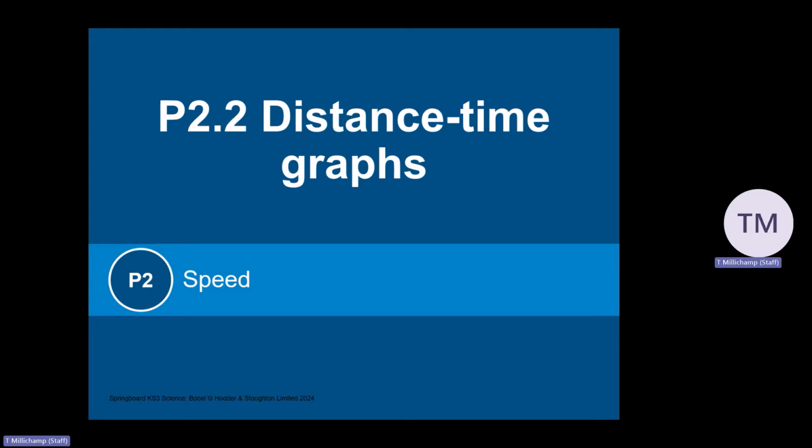Hi, my name's Tom, and today I'm going to be talking to you about how we can use some of the Springboard Key Stage 3 science resources for teaching using an interactive whiteboard or projecting onto a whiteboard or any similar such teaching methods. We're going to be looking at the Year 7 physics topic of speed, and particularly one of the subtopics of distance time graphs.